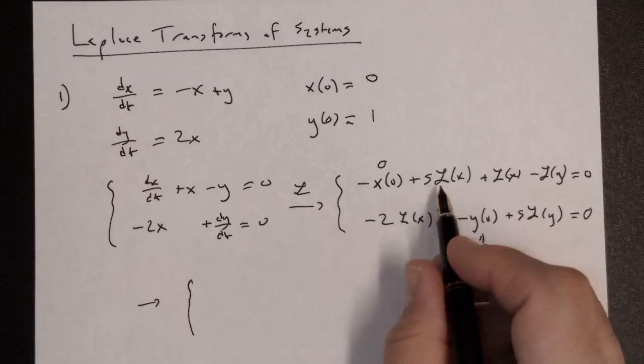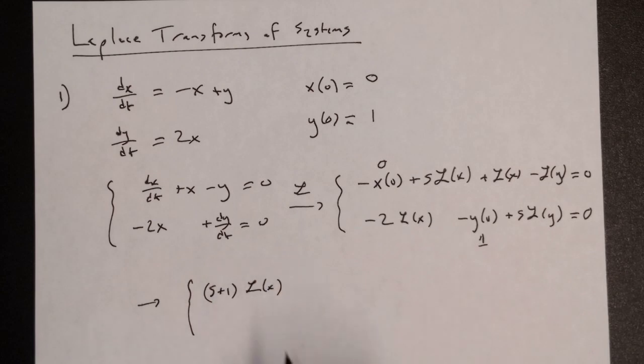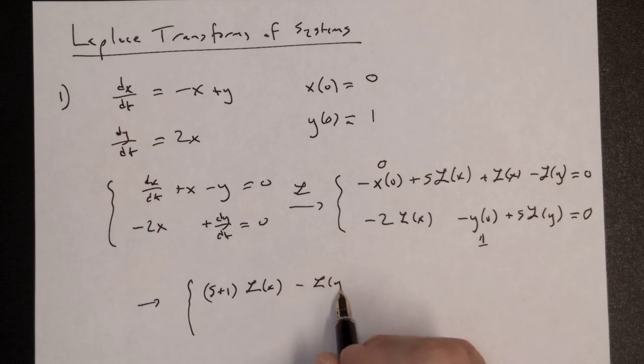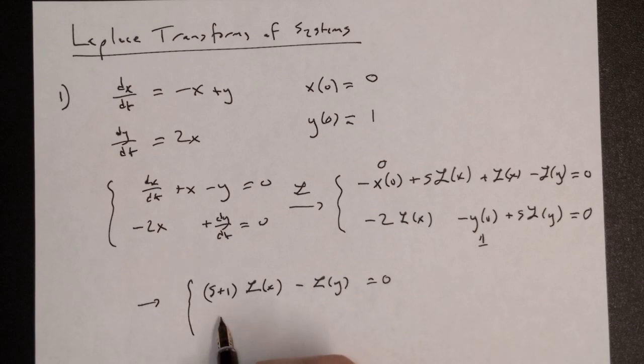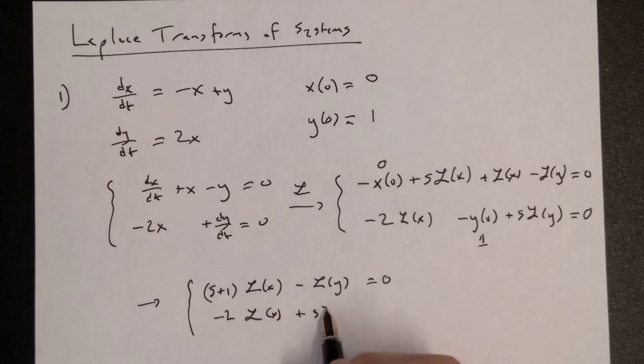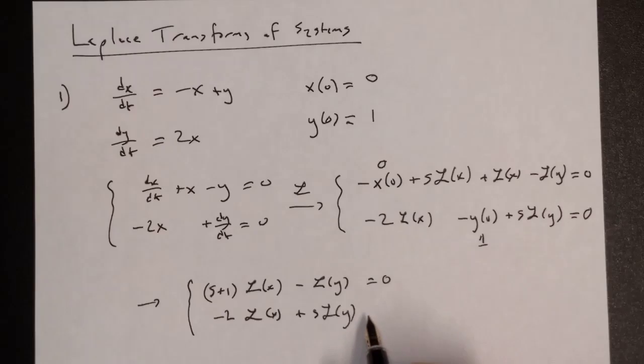I have s plus 1 Laplace transform of x minus Laplace transform of y equals 0. And then in Laplace transform of x, I have minus 2 in the second equation plus s Laplace transform of y. And I'm going to take that minus 1, put it on the other side.